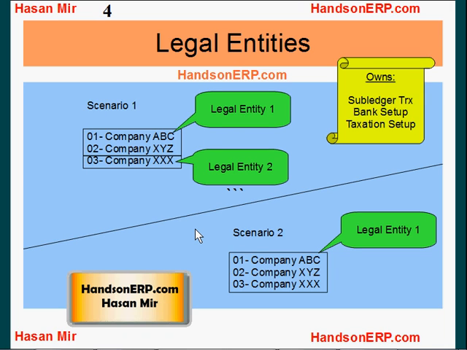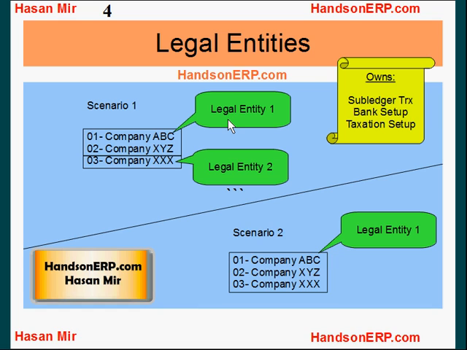Now there is a term called legal entity. Let's try to understand that term. Legal entity is not the same thing as a balancing segment value or the company number. In short, a legal entity is a company that is registered with the government as a taxpayer company. So it is a legal company in the eyes of the government and it has its own tax number. Having said that, a legal entity may be represented by one company or balancing segment value in Oracle, like in this example in scenario 1, company 3, balancing segment value 3 is one legal entity and balancing segment values 1 and 2 are one legal entity together.